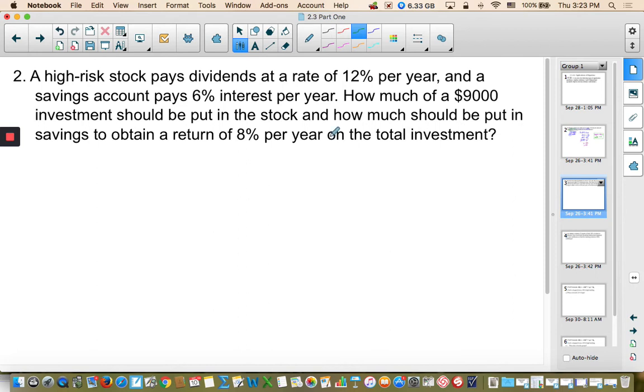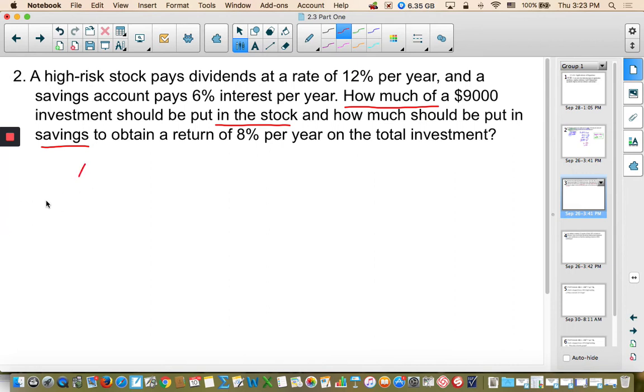All right, so if we start to think about this, word problems are sometimes hard because there's so many words, right? So if we think about this, the question says, how much of a $9,000 investment should be put in the stock? So how much in the stock, and how much should be put in savings? So how much in stock and how much in savings? That's what we're trying to find.